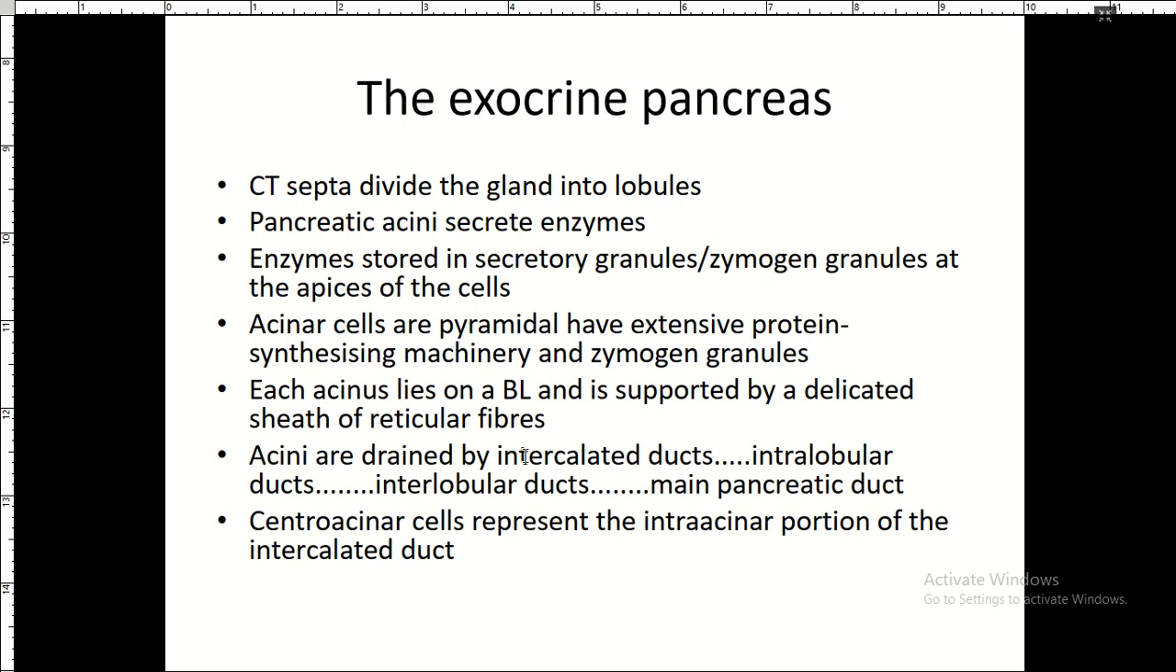The intercalated duct will send some portion within the acinar itself, forming cells that are called the centroacinar cells, right? That can also be seen in the secretory acinar.